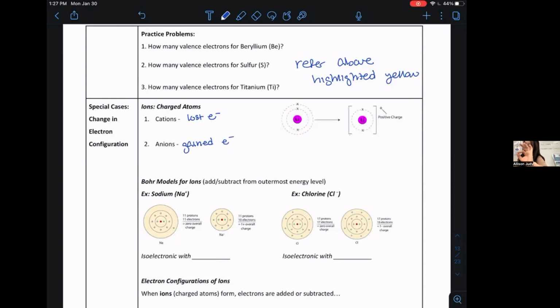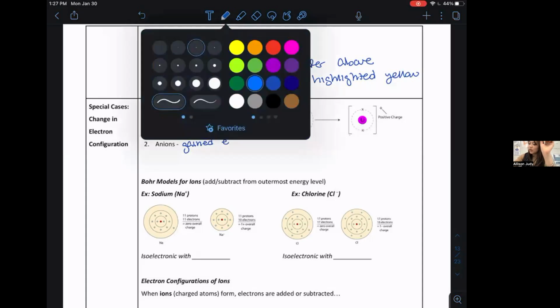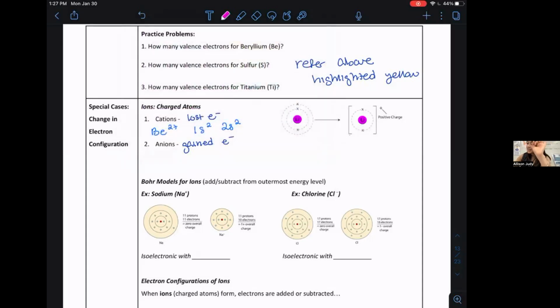So what we do when we talk about electron configuration is, let's say I have beryllium 2+. I don't just have beryllium, I have beryllium 2+. My 1s2, my 2s2 configuration, I would take from the valence shell. I would take from the valence energy level. So I would take both of those. And my new configuration would be 1s2. Okay, so we take from the valence energy level, the outermost energy level.